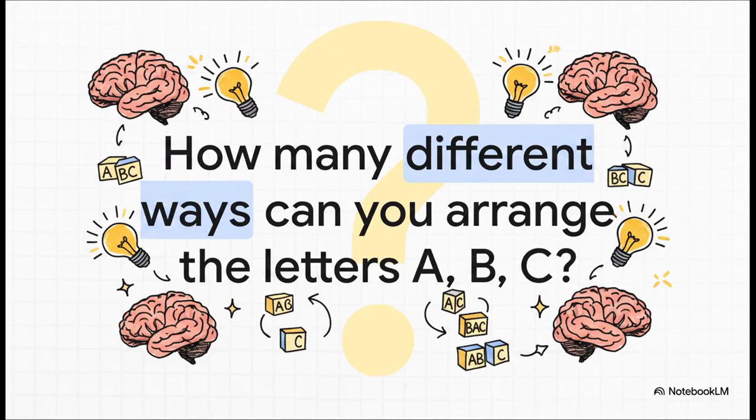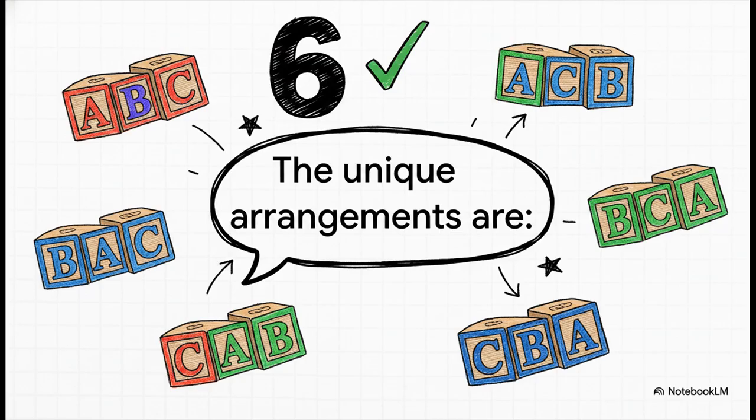Let's start with a really simple question, just to get our brains warmed up. You've got A, B, and C. How many different ways can you line them up? Just take a second to think about it. If you thought 6, you are exactly right. Each one of these is a unique arrangement, or, as we call it, a permutation.